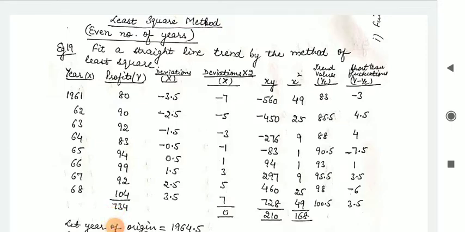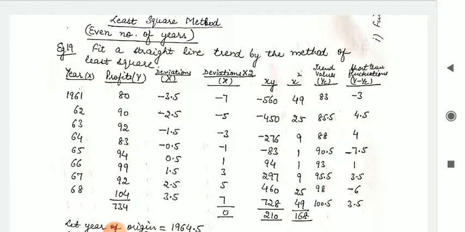In this lecture, I am going to teach about the least square method, and I would be taking the even number of years case. So we have already done the odd number of years. Now this is the case of even number of years. So we take an example, fit a straight line trend by the method of least squares.